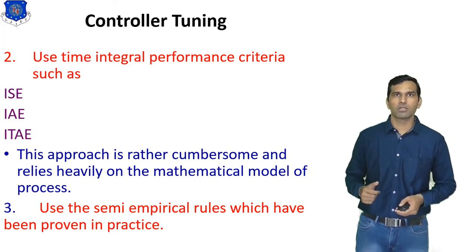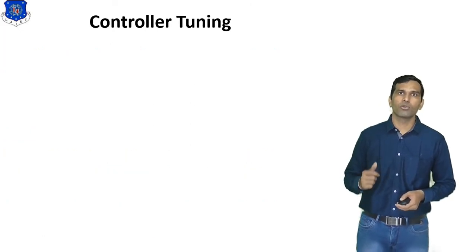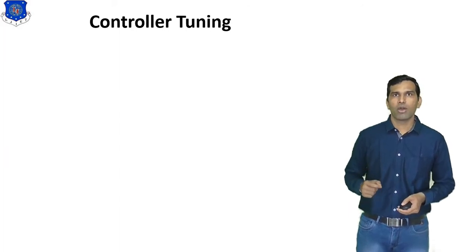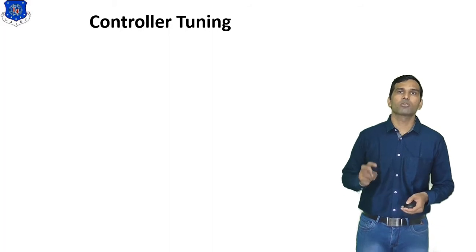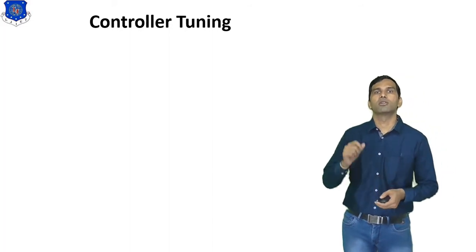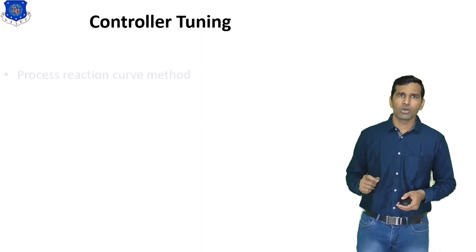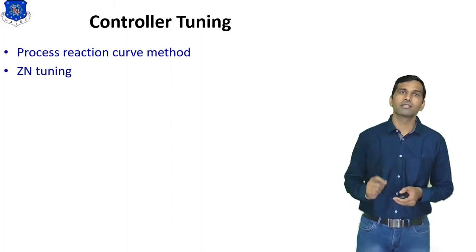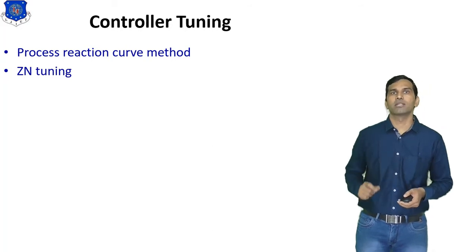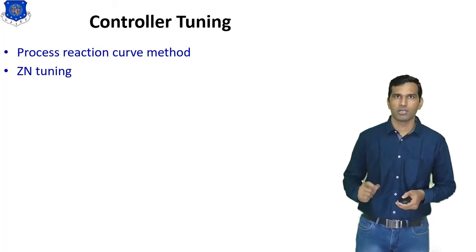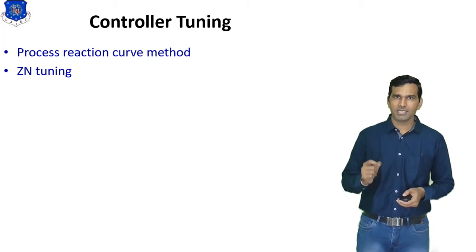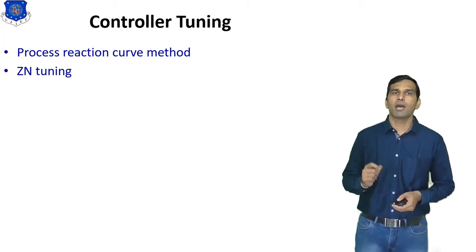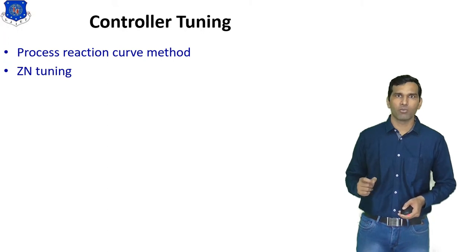Now we discuss the general methods of controller tuning developed by scientists. As per the syllabus, we discuss two methods of tuning the controller. The first is the process reaction curve method, and the second is ZN tuning, that means the Ziegler-Nichols tuning method. First we discuss the process reaction curve method.